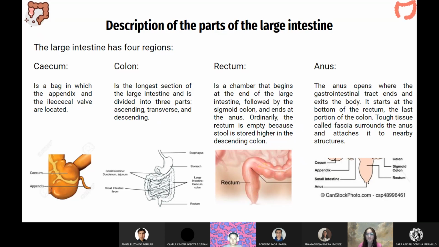the ascending, the transverse, and the descending. Then there's the rectum, which is a chamber that begins at the end of the large intestine, followed by the sigmoid colon, and ends at the anus. Ordinarily, the rectum is empty because the stool is stored higher in the descending colon.